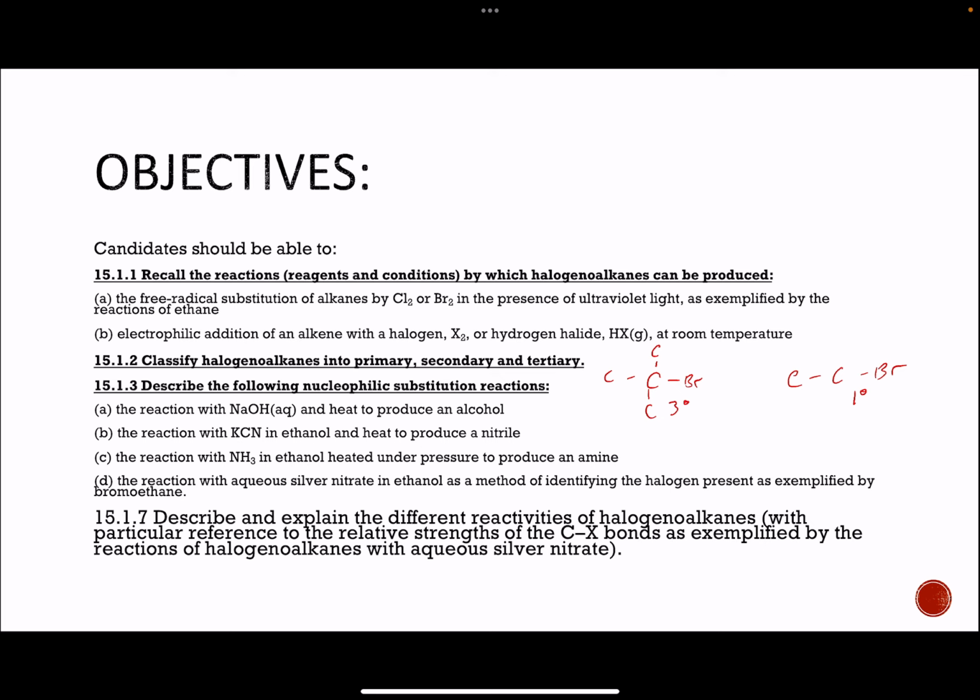Then we're going to look at the reaction with cyanides, CN-, and it could be with KCN, but it could also be with NaCN. The group 1 metal is a spectator, and this produces a nitrile. And then the reaction with NH3 and ethanol heated under pressure to produce an amine, and then the reaction with aqueous silver nitrate as a method of identifying the halogen present. Finally, we are going to describe and explain different reactivities of halogenalkanes by referring to the strength of their bonds. And so bond strength is actually going to go back to bond energies. So we've got a lot to do today.